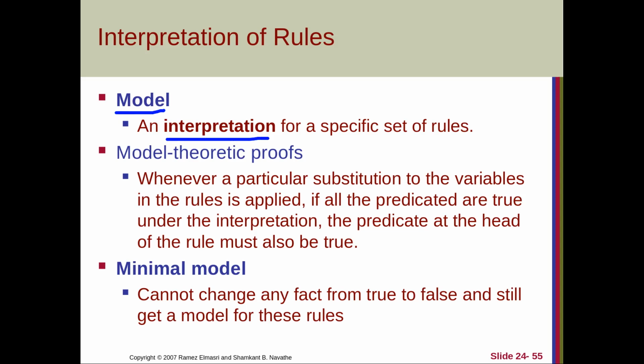Now, we can call a model a minimal model when we cannot change any fact from true to false and still get a model for these rules. Then we call it a minimal model. At least one is true.